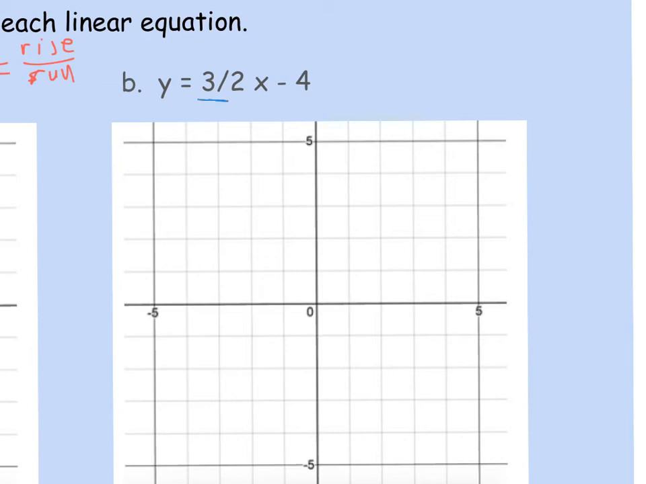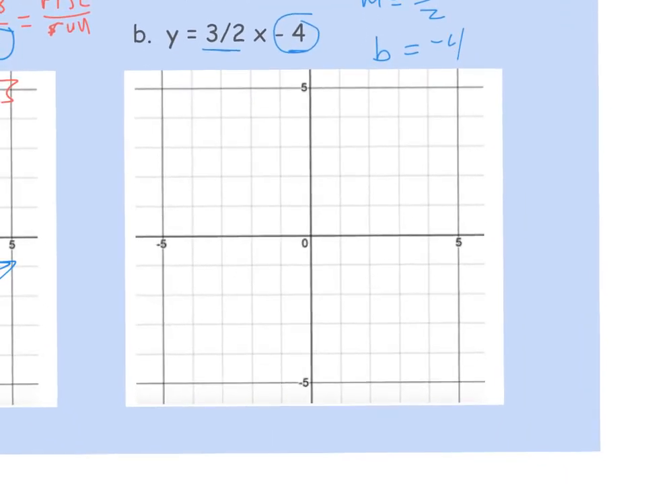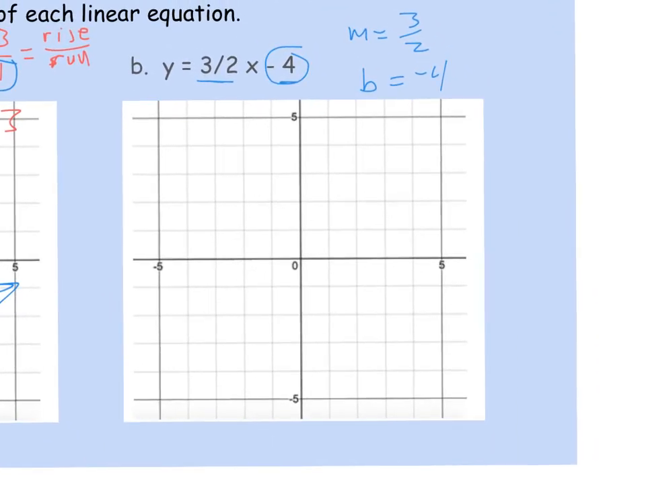So y equals mx plus b. So my slope, which is in front of the x, is 3/2. And my b is just this whole number here. That's -4. You always graph that b first. Let's move this up a little bit. And I'm going to go down on the y-axis, 1, 2, 3, -4. And then kick in the slope from this y-intercept point here.